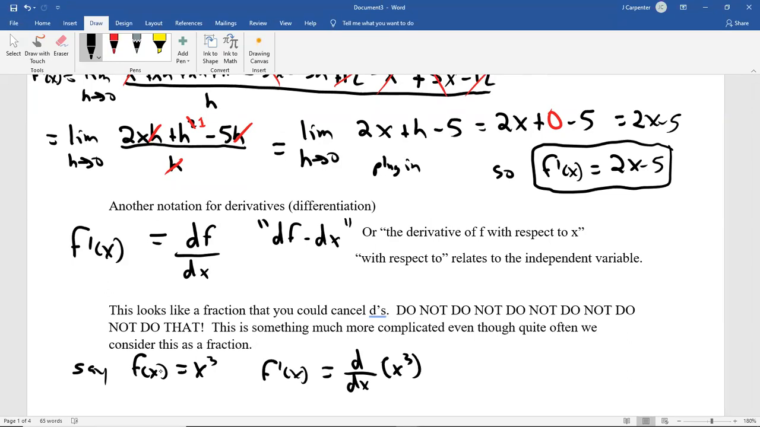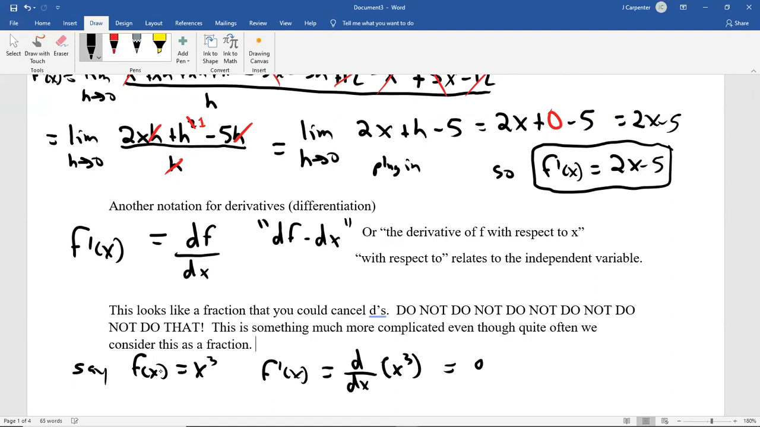This notation is the same as saying do this thing. So when you write d over dx, that says to take the derivative of something with respect to x. So x cubed is our function, so here's the function, and then we're taking the derivative of that. So this right here is what tells us to take a derivative if we don't use the prime notation.